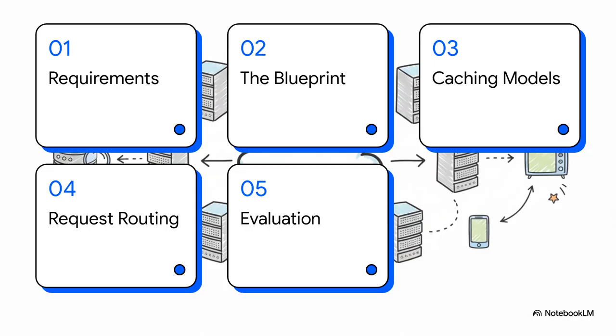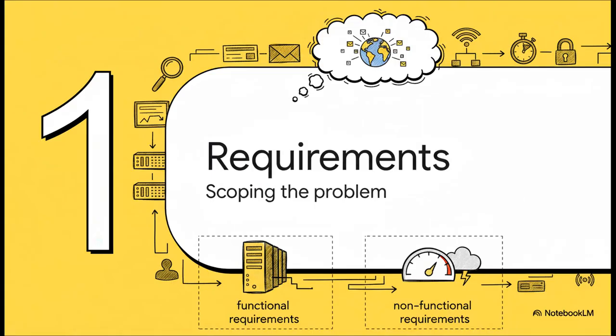Okay, so if we were going to build one of these massive systems, where would we even start? Here's our game plan. We're going to walk through this just like you would in a real system design interview, from the ground up. First things first, before we can design anything, we have to know exactly what we're building. We need to scope the problem by laying out our requirements, both functional and non-functional.